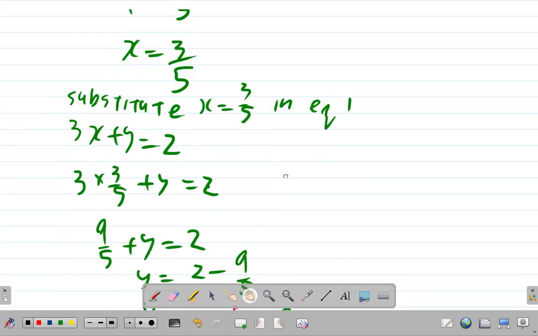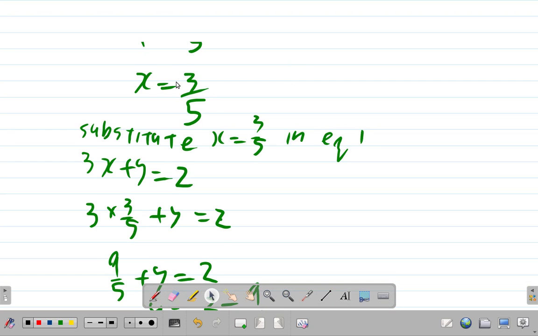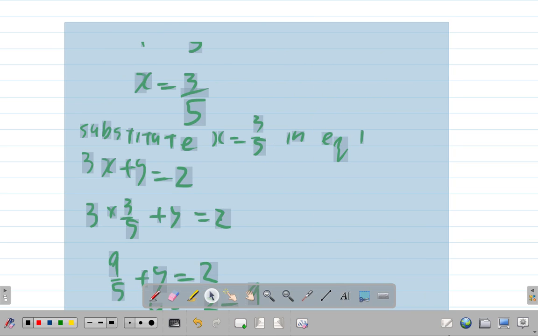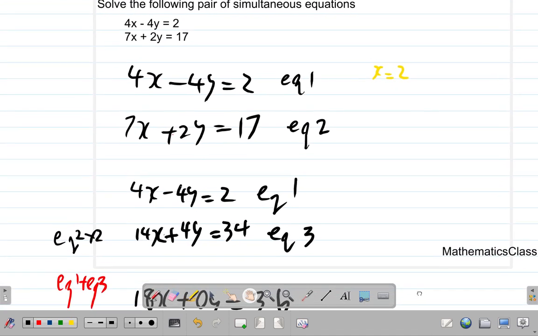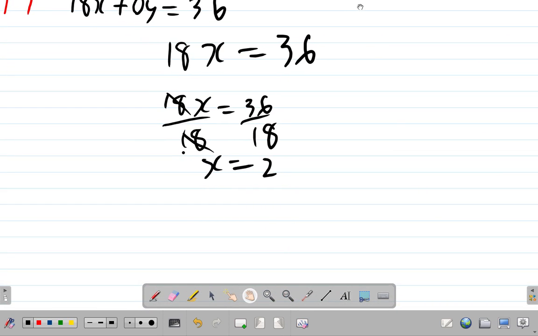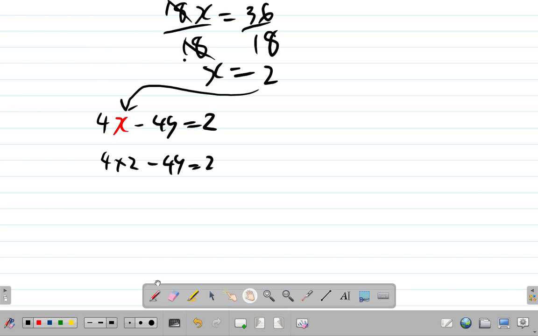Oh, this was from the previous work we did. Alright, let's just get rid of these because this was from the previous work. Alright, so x is 2. Equation 1 says 4x minus 4y equals 2. But we know x is 2. So let's just put it here. 4 times 2 minus 4y equals 2. So we have 4 2's are 8 minus 4y equals 2.